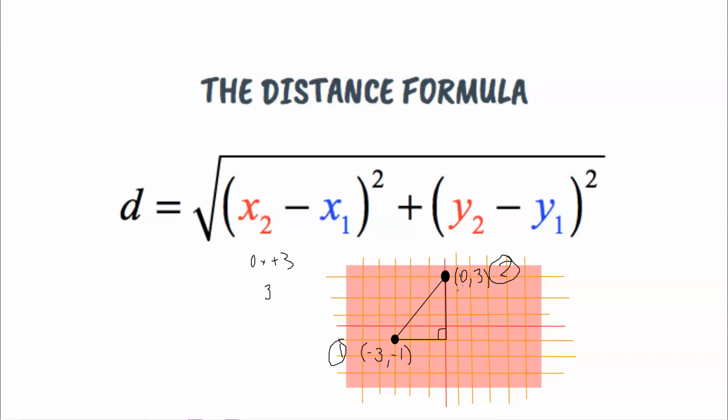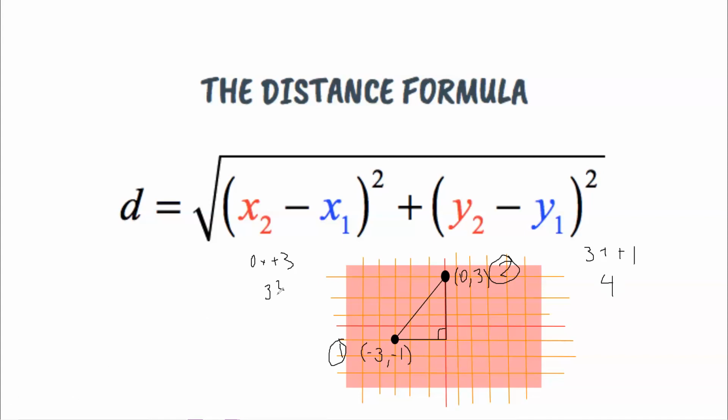And it works out for our y too. So this one should be 4 when we subtract it. So we're going to take y2, which is 3. And then we're going to subtract y1, which is -1. And when we simplify that, we end up with 4, just like we predicted. So that's giving you side length A and side length B. So then you can go ahead and square them just like you would in the Pythagorean theorem.